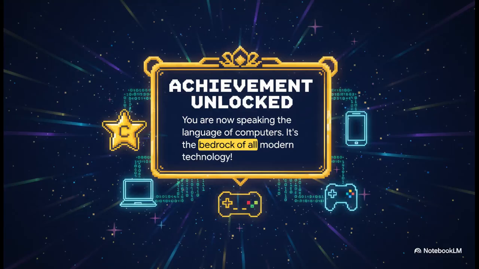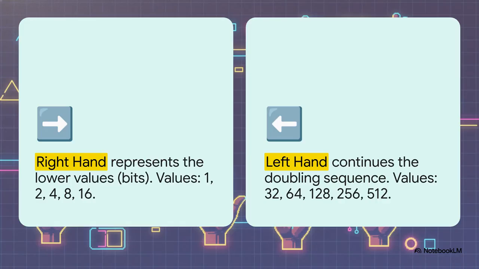And just like that, you just spoke binary. You know, a lot of people think this stuff is crazy complicated, but you literally just did it. You're reading the code. Okay, time to level up. To count higher than 31, we need to bring in the left hand. And guess what? The doubling pattern just keeps going. Your left pinky is 32. The ring finger is 64. Middle finger is 128. Index is 256. And your left thumb, it's worth a massive 512.